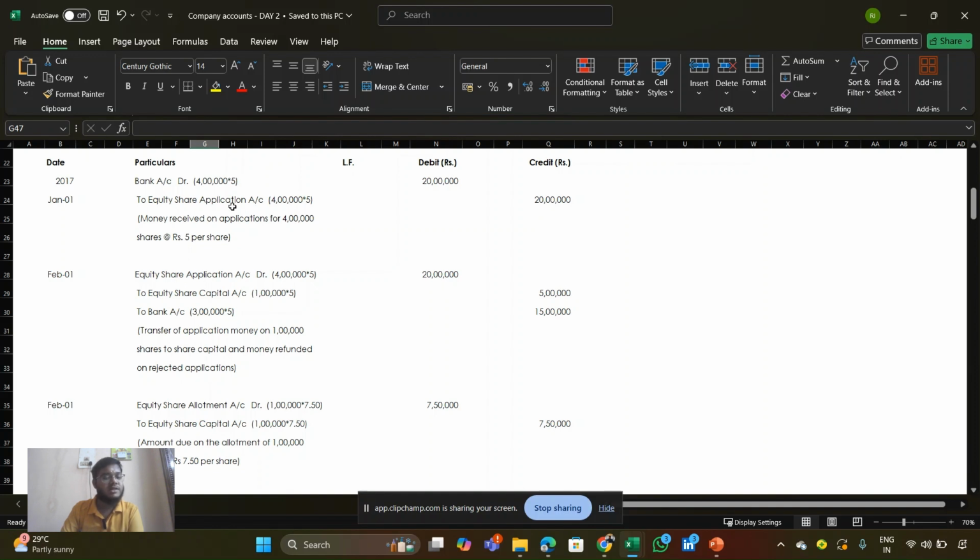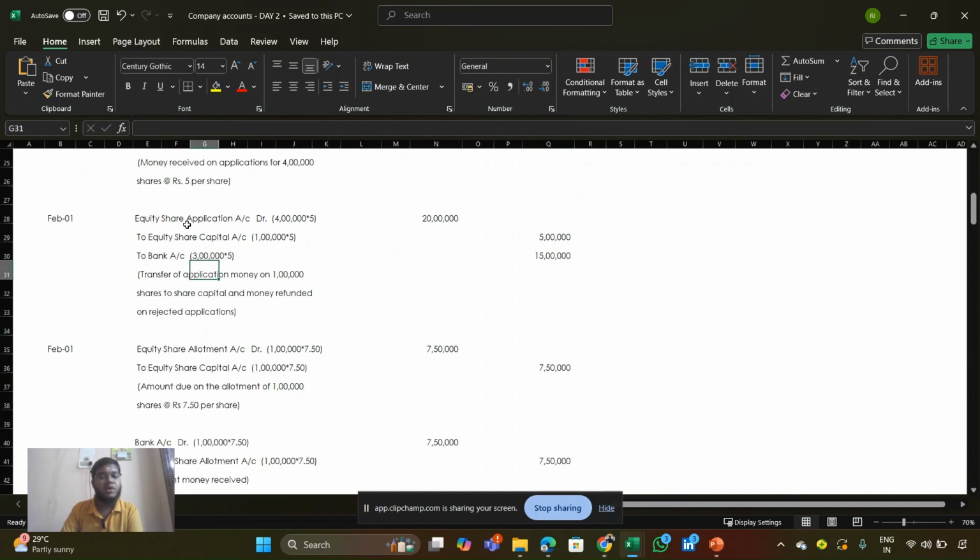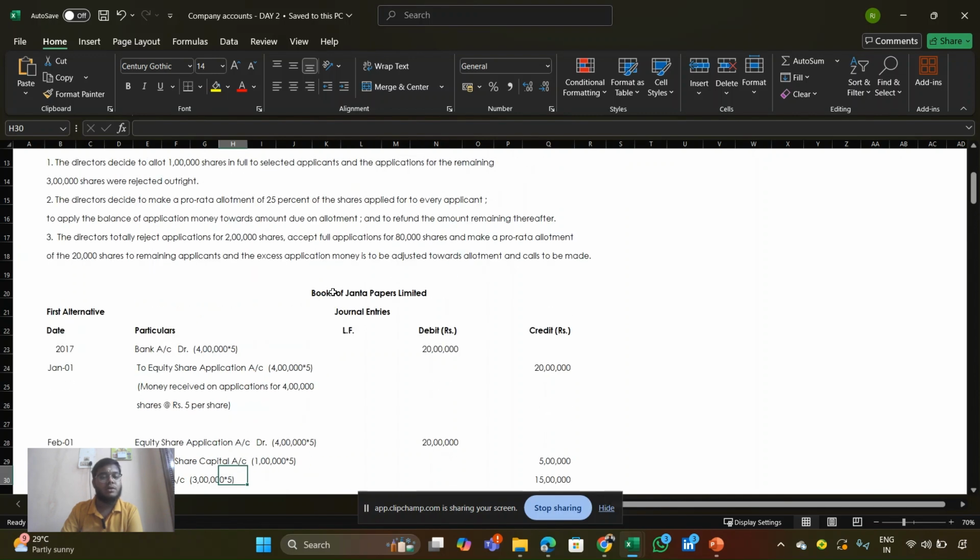The first entry is as usual, the same. There will be no change. In the second entry, whatever we issued will be transferred to share capital, and the balance excess will be rejected and refunded. So bank account will be credited. So this is our first alternative.